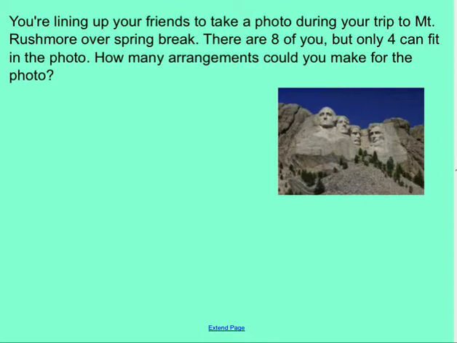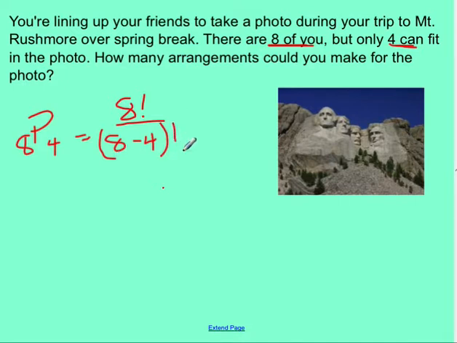You're lining your friends up to take a photo during your trip to Mount Rushmore over spring break. There's 8 of you, but only 4 can fit in the photo. So 8 is our total, 4 is our photo. So we have 8P4 as our formula. Now we're going to write that into our formula: 8 factorial divided by 8 minus 4 factorial, because remember, we're taking our total minus the number that we're choosing.